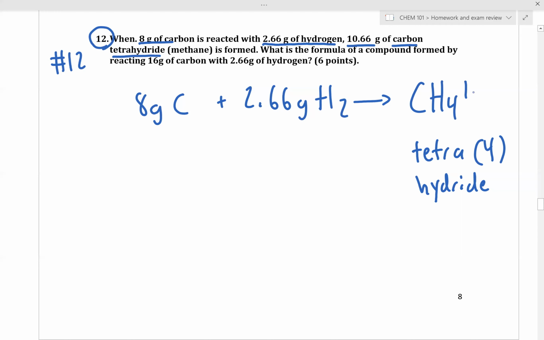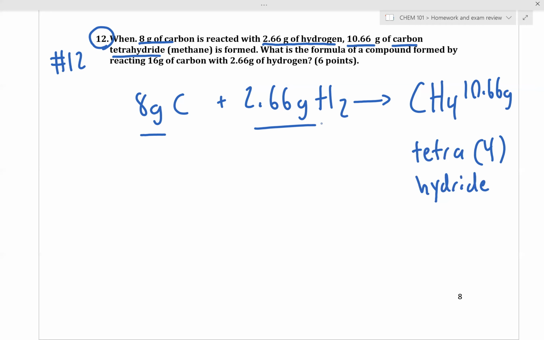Now, of course, by conservation of mass, you can figure out we have 10.66 grams. One thing that I would think about is, if I did not give you the mass of hydrogen, could you figure it out? If I only gave you the mass of carbon and the mass of our product, could you figure out the mass of hydrogen? Yes, because by conservation of mass, the mass of our reactants must match the mass of our product. Notice how if you add these up, you get 10.66.